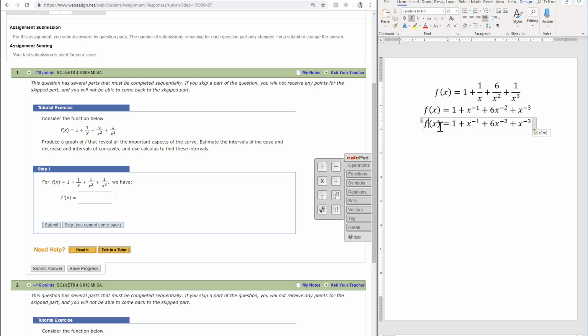And so when we take the derivative of this, a derivative of a constant is 0, so that goes away. The derivative of 1 over x is negative 1 x to the negative 2. Remember that you have to subtract powers. And then we have negative 12, that's negative 2 times positive 6, x to the negative 3 power. And then we have a negative 3, and then this is x to the negative 4th power. So we can write that as is, or we can see if we can write it as fractions.